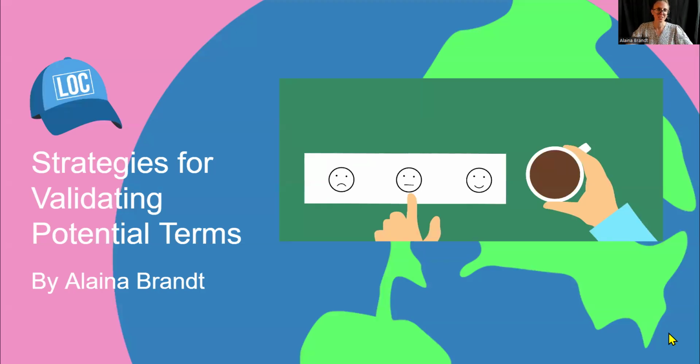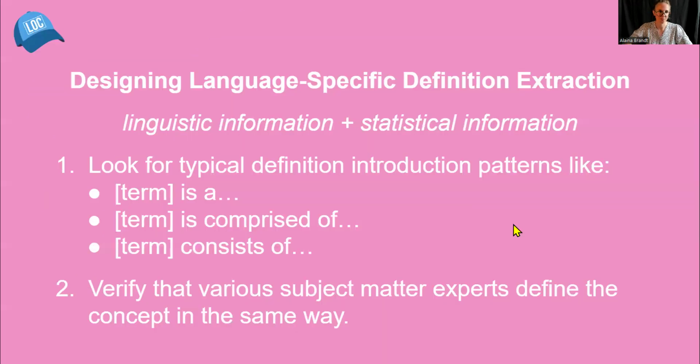Welcome to this presentation on strategies for validating potential terms. So you've eliminated the noise, and now you have a list of potential terms from your automatic terminology extraction results. How do you go about validating the terms in your potential terminology list?